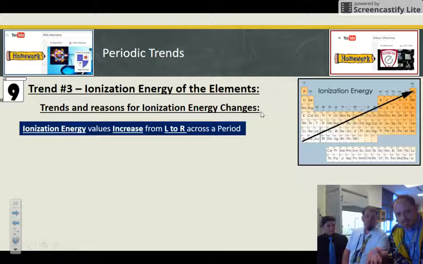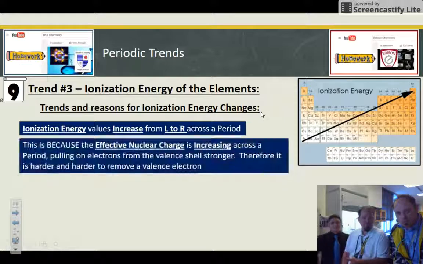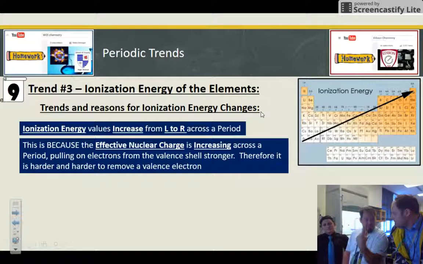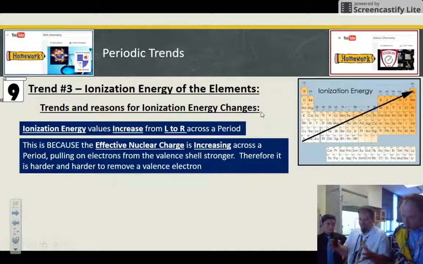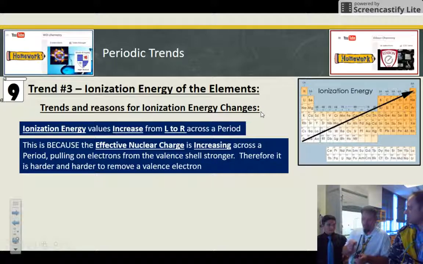So first, as I go from left to right across the period, the ionization energies increase. Correct. Right? Because all of a sudden I have 6, so I don't want to lose. So the energy needed to take a lot. So the effective nuclear charge is increasing. I'm not increasing energy levels, but I'm increasing the number of protons, increasing that pull, if you will.